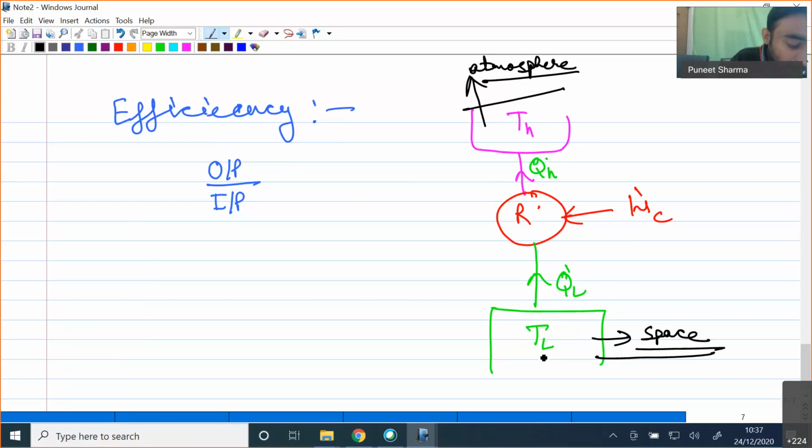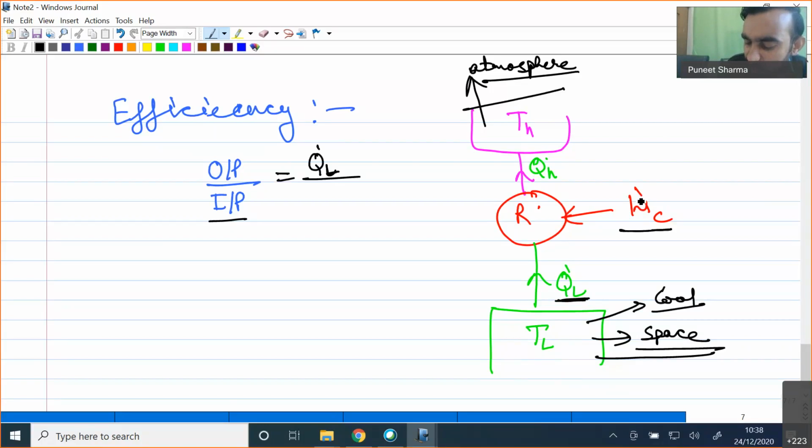Okay, so now efficiency, as I have told you, is nothing but desired output divided by input. In this particular case, we want to cool this particular space. In order to cool this space, we have to remove some amount of heat. So we are removing Q dot L amount of heat from the space. That's why this Q dot L will be my desired output. Okay, and in order to achieve this desired output, what is my input? The input is W dot C amount of work, W dot C amount of electrical energy which we are supplying to our refrigerating unit. So input will be nothing but W dot C over here.